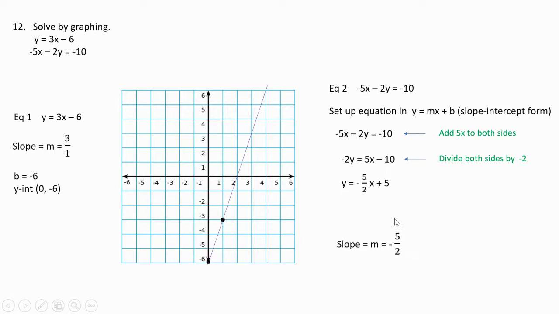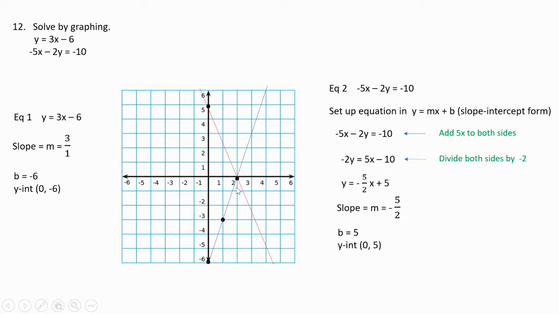So now my slope is -5/2, and my b, the y-intercept, is (0, 5). So I'm going to start right here at 0, 5. Then I'm going to go down because my slope is -5/2. I can go 5 down and 2 to the right, or 5 up and 2 to the left. But you see, guys, I cannot do that because there's no more space here. So instead, I'm going to apply the negative on the numerator. I'm going to go down 5 and 2 to the right. There's my point.